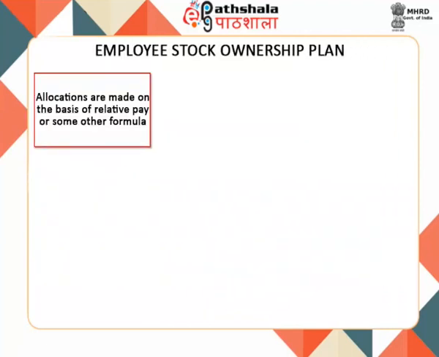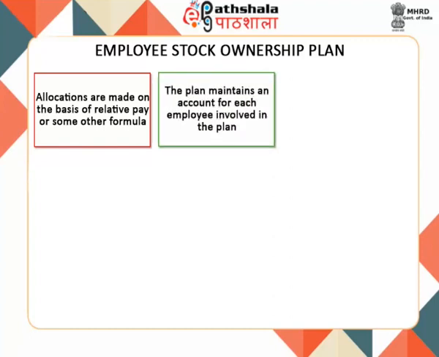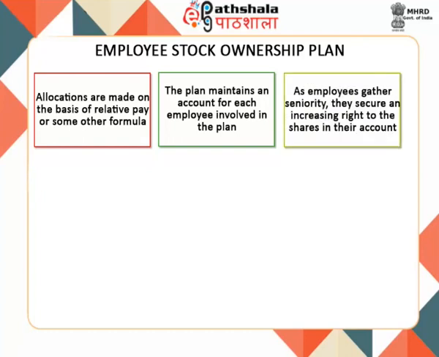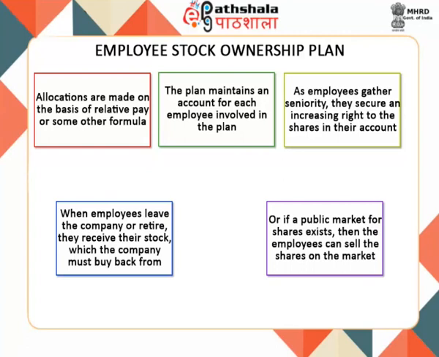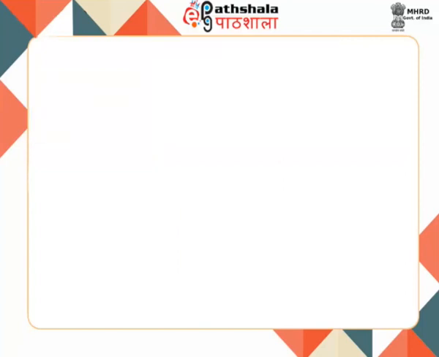Allocations are generally made on the basis of relative pay or some other formula. The plan maintains an account for each employee involved in the plan. As employees gather seniority with the company, they secure an increasing right to the shares in their account. When employees leave the company or retire, they receive their stock, which the company must buy back from them at its fair market value, or if a public market for shares exists, then the employees can sell the shares on the market.